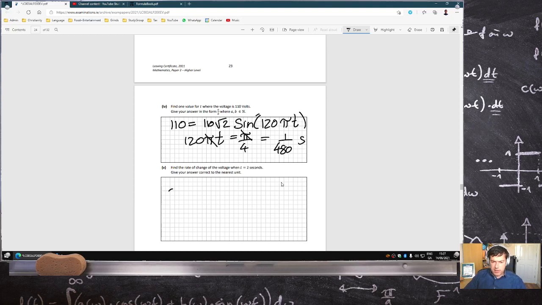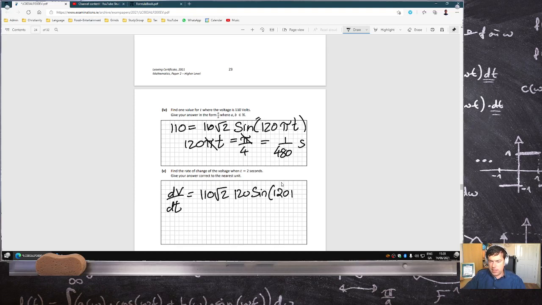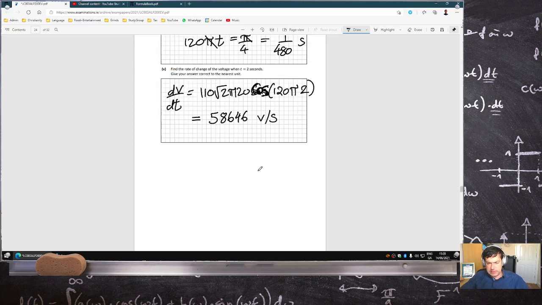Find the rate of change at 2. Okay, so that's dV/dt equals 110 root 2 times 120 pi cos 120 pi t. Oh, sorry, not sine, cos. Derivative, forgot. And the 120 pi comes outside. That's a bit messy. So 110 times root 2 times pi times 120 times cos 120 times pi times 2 to the nearest unit. That would be 58646 volts per second. Sine becomes cos 120 pi t. Okay.